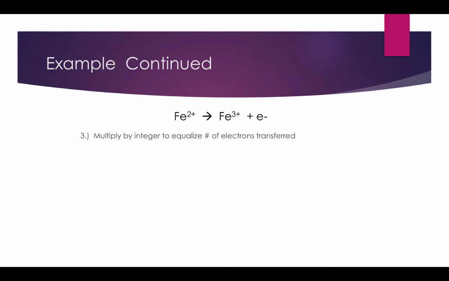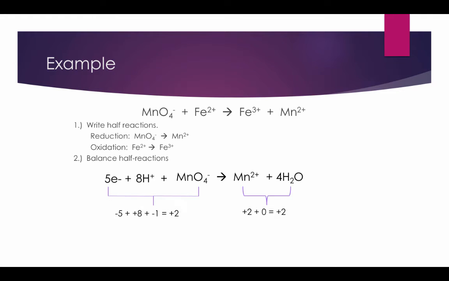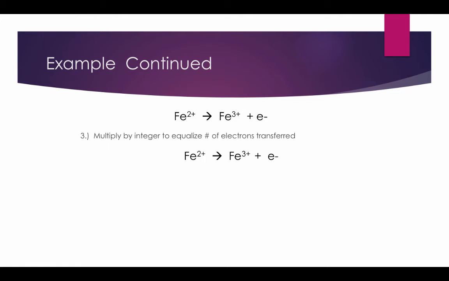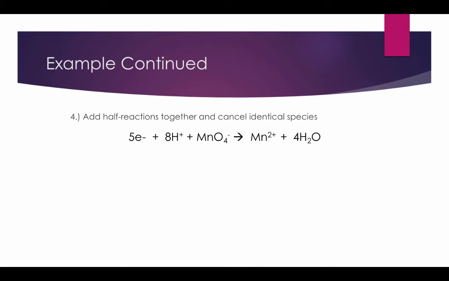Now we want to equalize the number of electrons transferred. Here we see that 1 electron has been lost, but recall we gained 5 electrons in the other half reaction. Therefore, we need to multiply this half reaction by 5 so that we both gain and lose 5 electrons. This gives us the half reaction shown here. Now we can add the 2 half reactions back together.